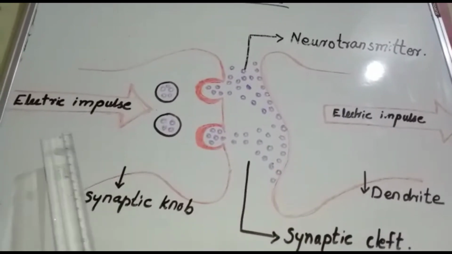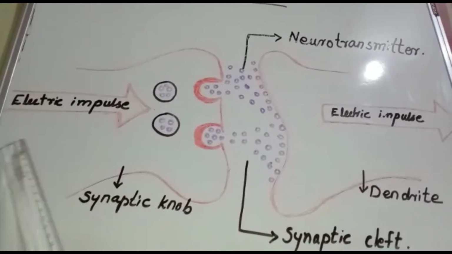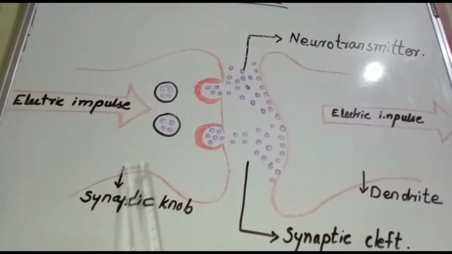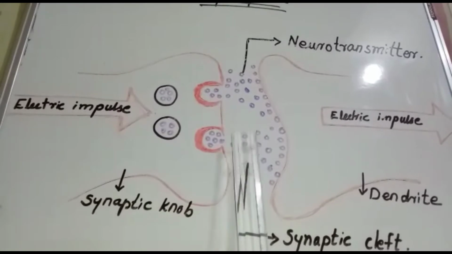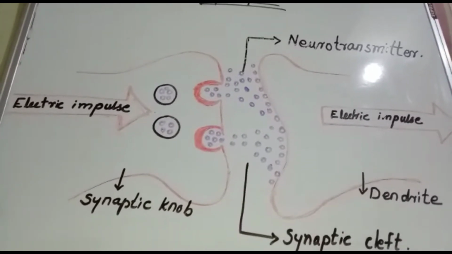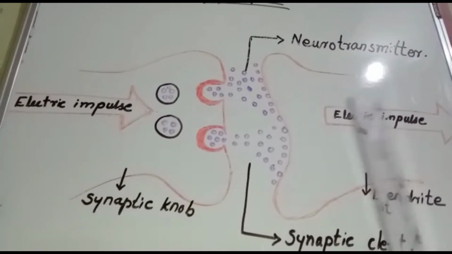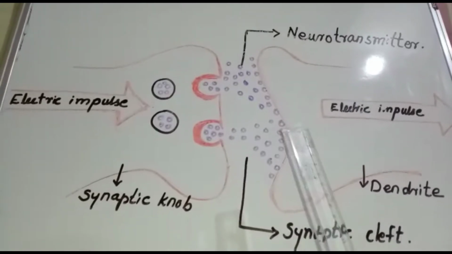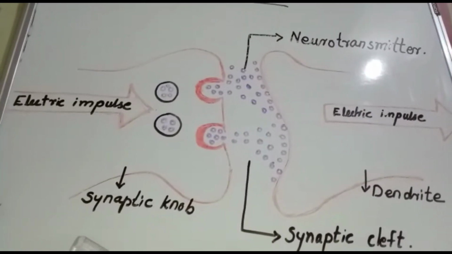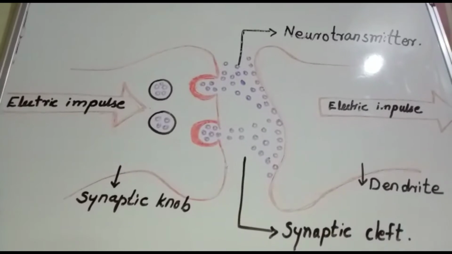So see the direction of the electric impulse: from axon to synaptic knob, then to the synaptic cleft, then to the dendrite, then to the cell body, then to the axon again. In this way, these impulses are transported into the brain.